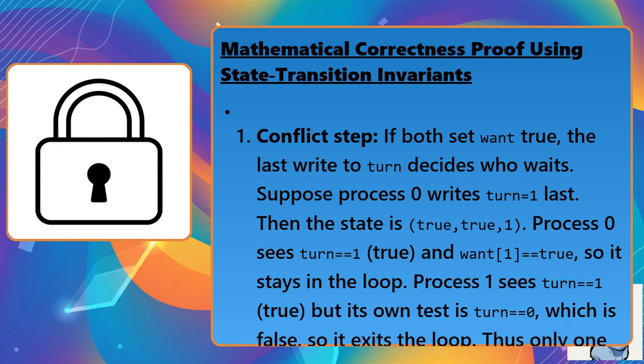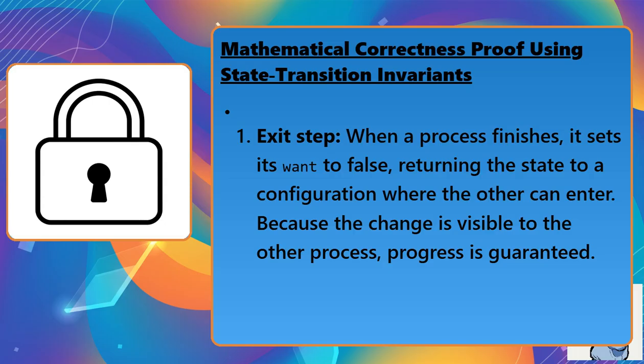Conflict step: if both set want true, the last write to turn decides who waits. Suppose process 0 writes turn equals 1 last. Then the state is (true, true, 1). Process 0 sees turn equals 1 is true and want_1 equals true, so it stays in the loop. Process 1 sees turn equals 1 is true, but its own test is turn equals 0, which is false, so it exits the loop. Thus only one enters; mutual exclusion holds. Exit step: when a process finishes, it sets its want to false, returning the state to a configuration where the other can enter.